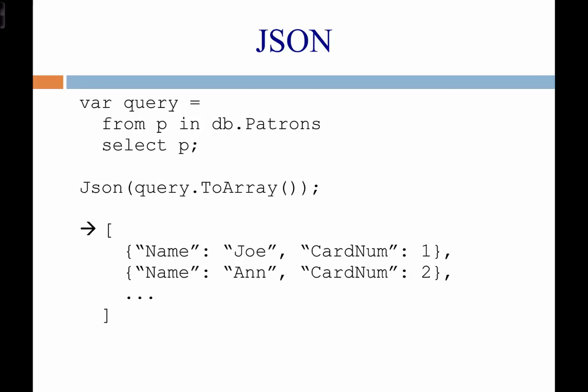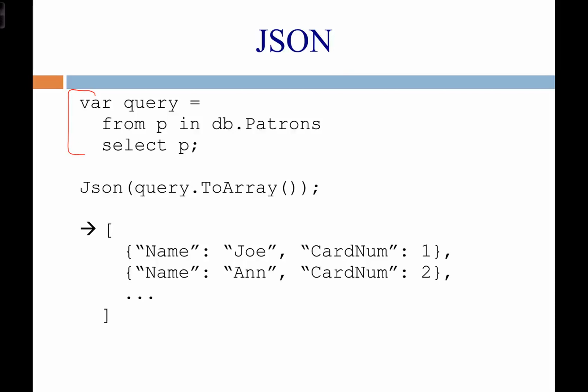So let's say I have a simple LINQ query that gets all patrons from the library. So here is that query. The query itself is going to be an IEnumerable. If we try to convert that directly to JSON, it's just going to say something like an IEnumerable object with certain fields, like what is the count and things like that. That's not what we want. We want an array of patrons objects.